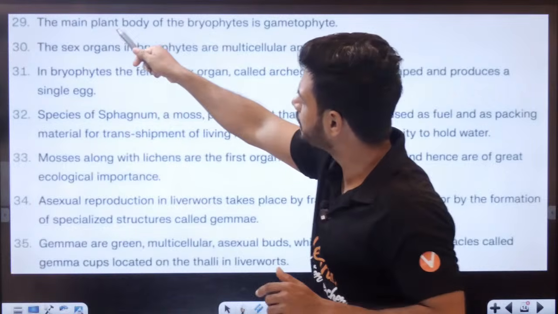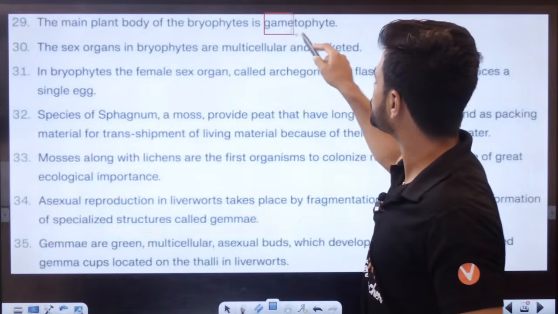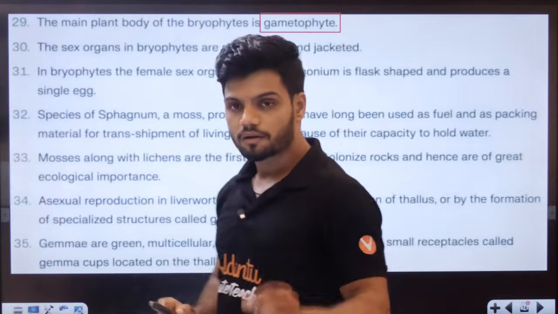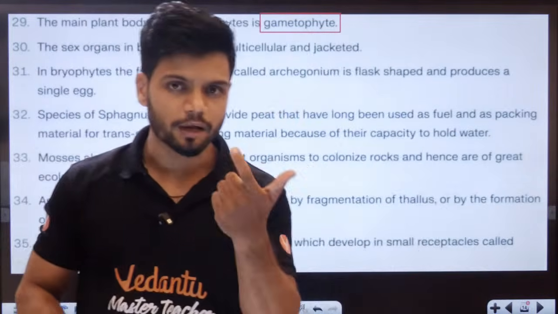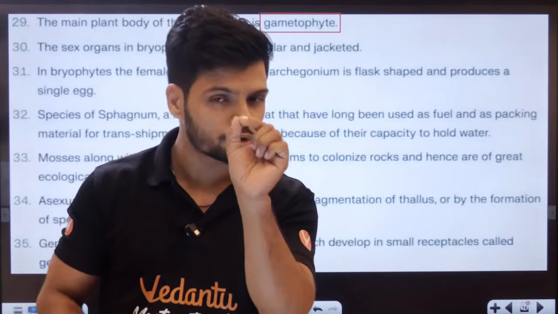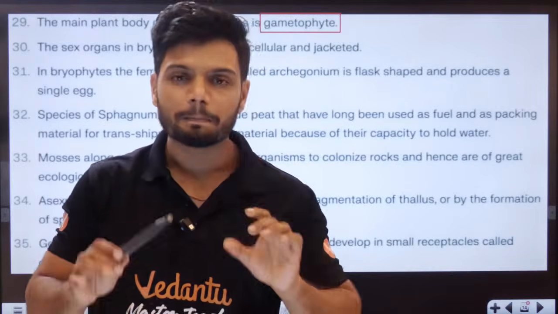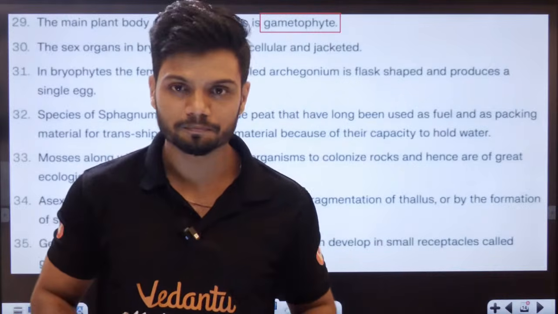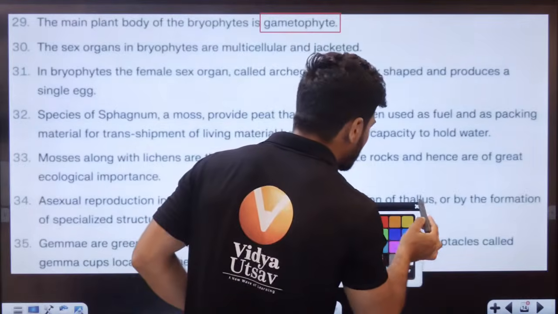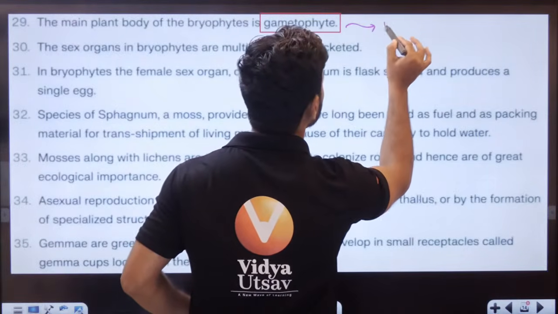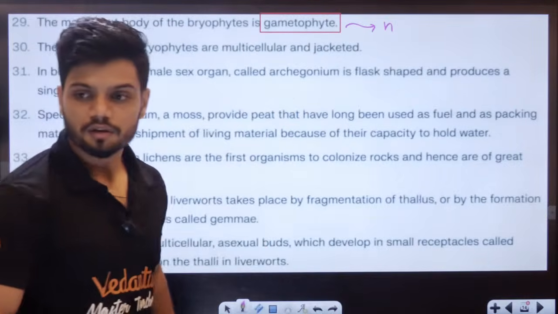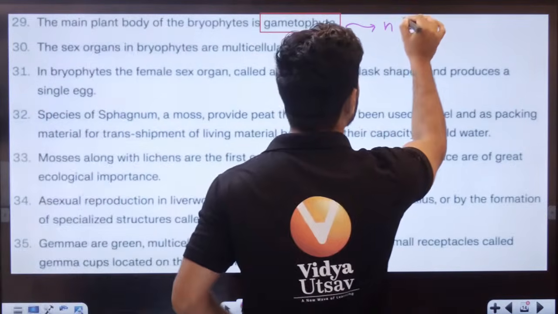The main plant body of bryophyte is gametophyte. So students याद रखो, algae और bryophytes के अंदर इन दोनों में main plant body is gametophyte. And please remember, gametophyte is always haploid in nature. Gametophyte is always what? Students, gametophyte is always what?